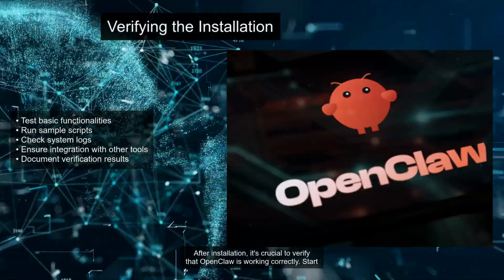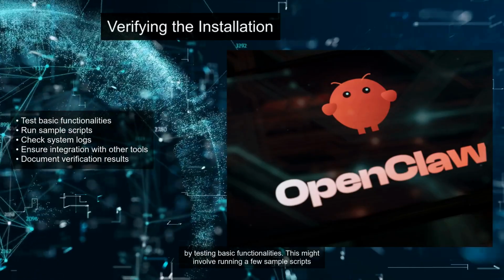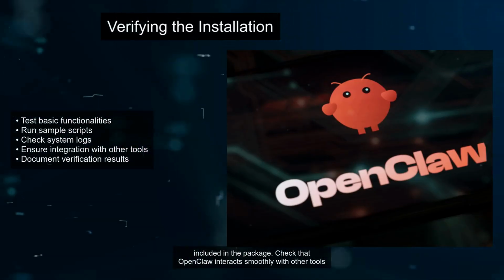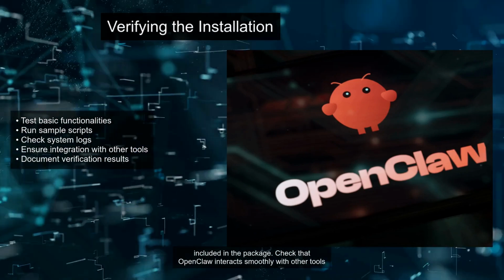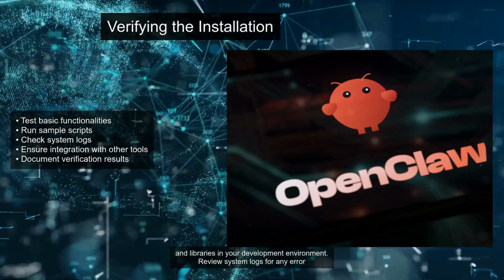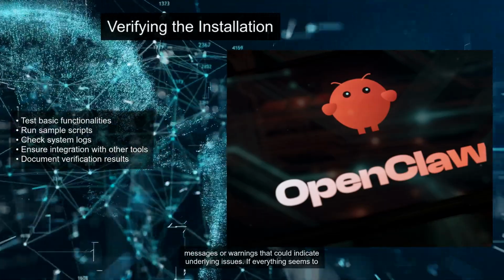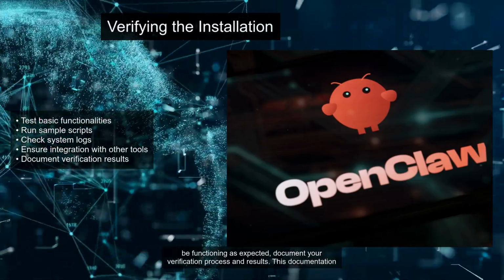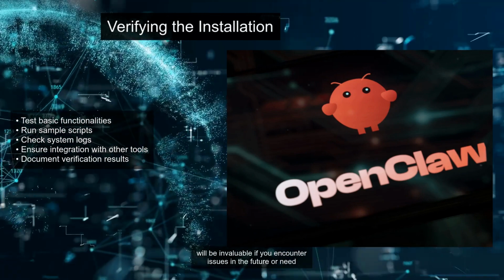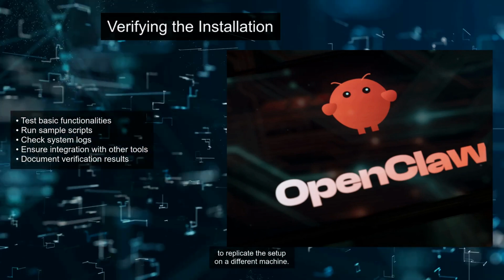After installation, it's crucial to verify that OpenClaw is working correctly. Start by testing basic functionalities. This might involve running a few sample scripts included in the package. Check that OpenClaw interacts smoothly with other tools and libraries in your development environment. Review system logs for any error messages or warnings that could indicate underlying issues. If everything seems to be functioning as expected, document your verification process and results. This documentation will be invaluable if you encounter issues in the future or need to replicate the setup on a different machine.